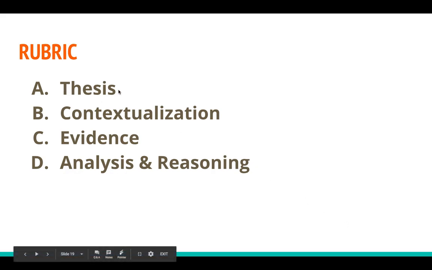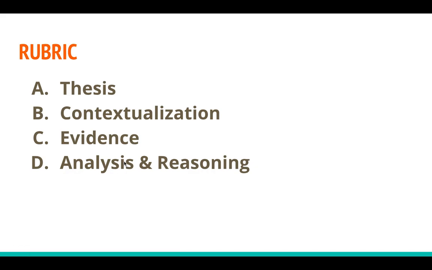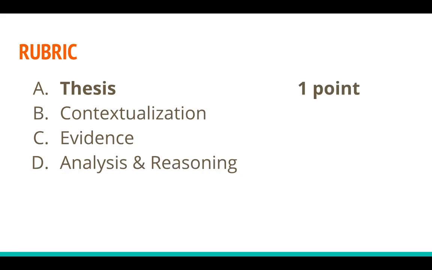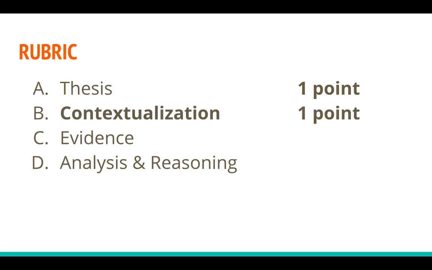So, thesis, we've talked about. Contextualization, we've talked about. Evidence, we've talked about. And guess what? Analysis and reasoning, we have talked about throughout the course of this year in AP World History. But let's break it down. You get 1 point for your thesis. Y'all, you either get the point or you don't. There's no half points on this rubric. All right? So make sure it does ammo, and then you'll be in good shape.